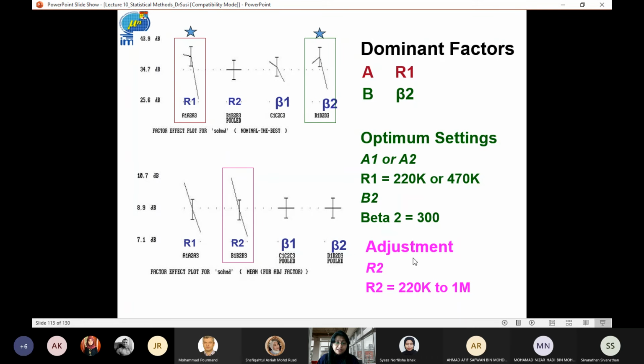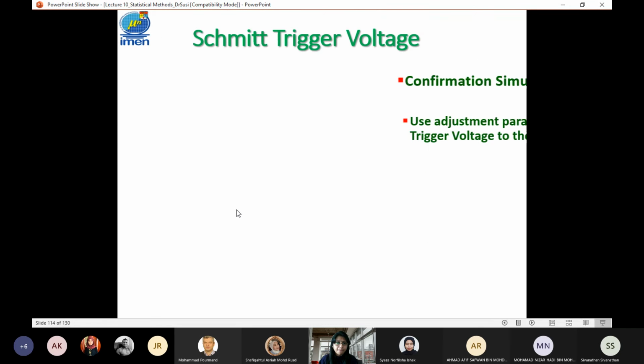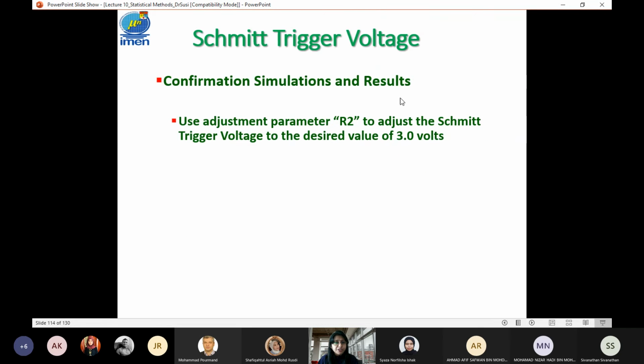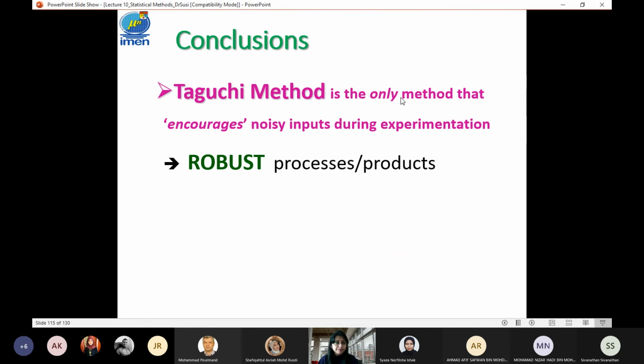So for adjustment purposes, remember this is to decrease the variance and this is to bring the mean on target. Remember your Gaussian curve, the first is you want to reduce the variation. The second is you want to bring the mean on target. When you want to bring the mean on target, you look at signal to noise ratio for the mean. So you need to adjust R2 from 220K to 1 mega ohm, right? This value gives you the best, this would bring your mean on target. Okay, so then you run confirmation simulations and results based on the prediction.